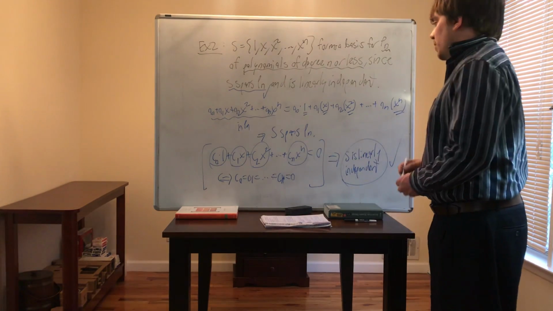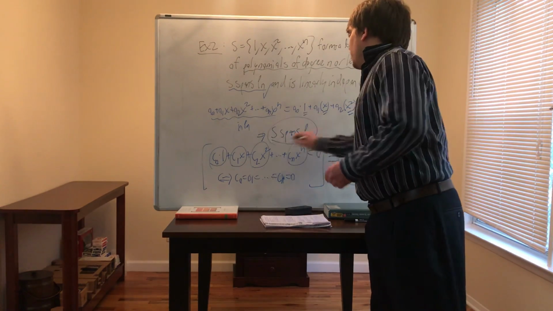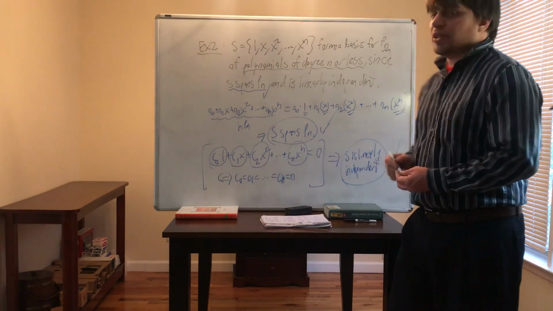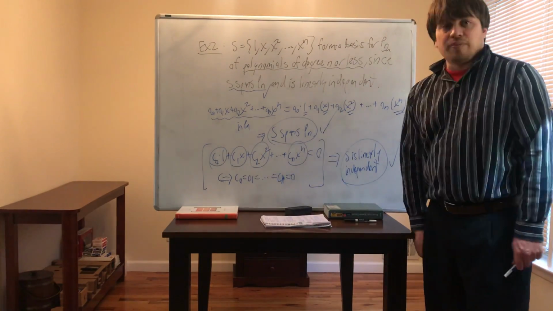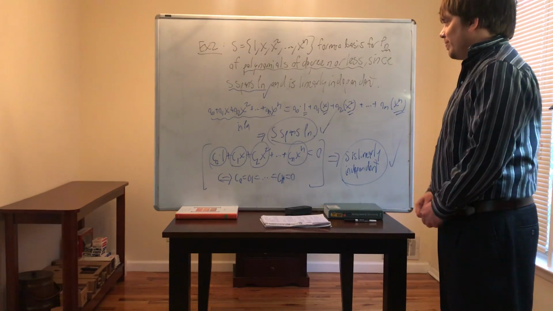Okay, so S is linearly independent, S spans the vector space, and so if you have a set that's linearly independent and spans a vector space, it's a basis for it, by the definition of basis. Okay?